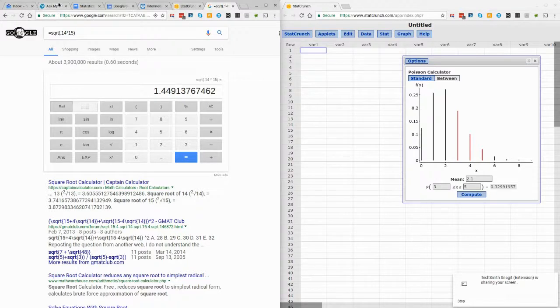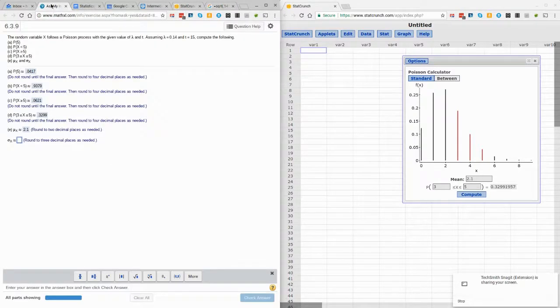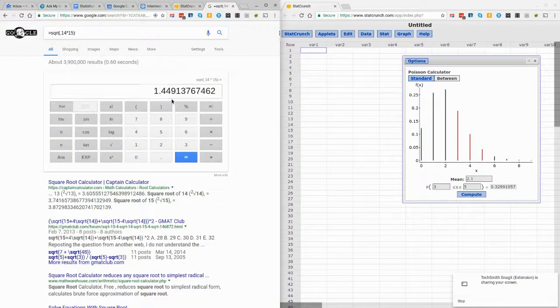Okay, how many decimal places do I need that to? 3 decimal places. Yeah, so here they have us rounded to 2 decimal places, here to 3, whereas all the other previous questions were 4. So it's a little sneaky. So 3 decimal places would be 1.449.